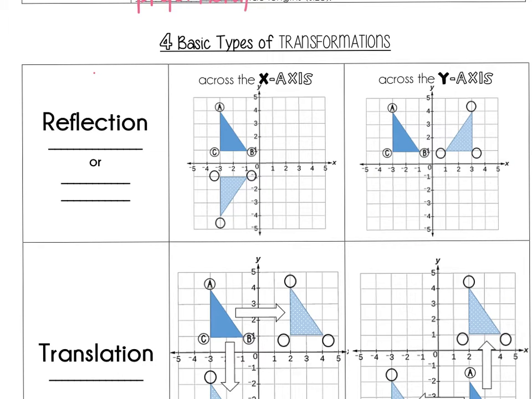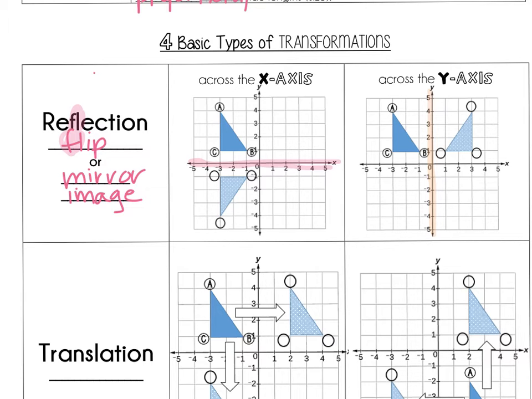The first one we are going to talk about is reflection, and that's just going to be a flip or a mirror image. Something that could help you remember reflection and flip is if you look at how reflection is spelled, it has an FL in it. There's also FL in flip. So reflection, flip. It can be reflected across the x-axis, so over the x-axis. Or it could be reflected across the y-axis.